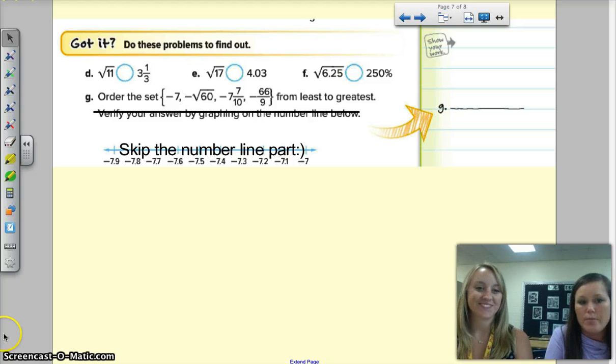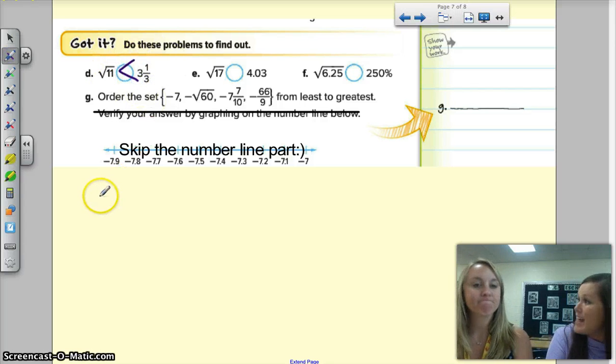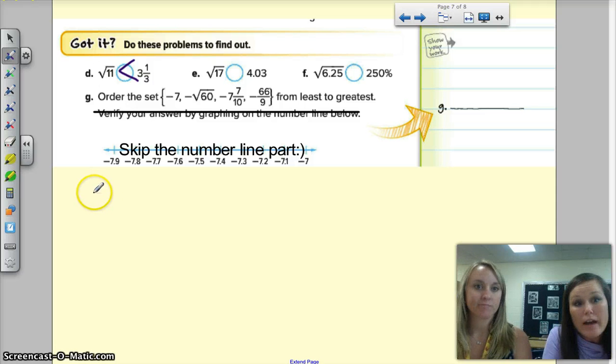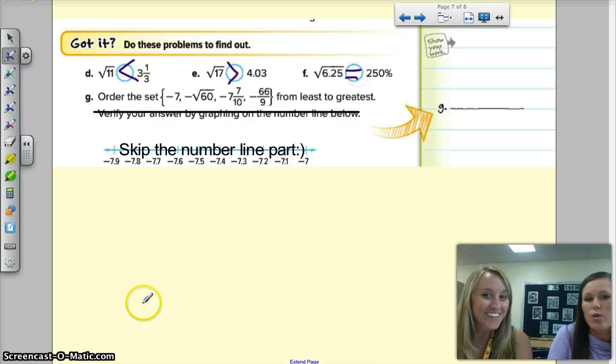Go ahead and pause now. All right, how do we do? This first one, you should have less than. Less than looks like an L. That's the way you know it's not the alligator eating the bigger number. This one, you should have greater than. And the last one is equal to.